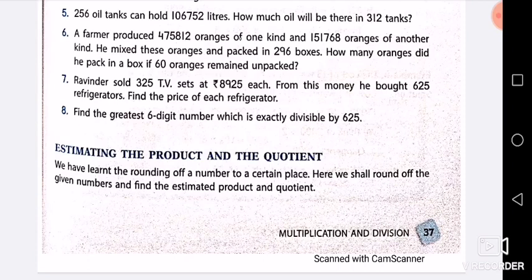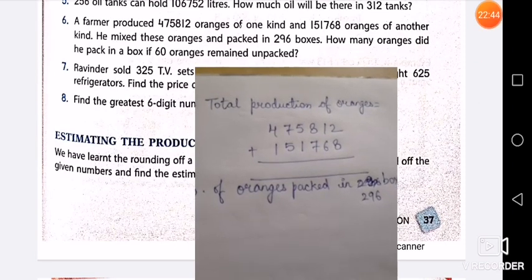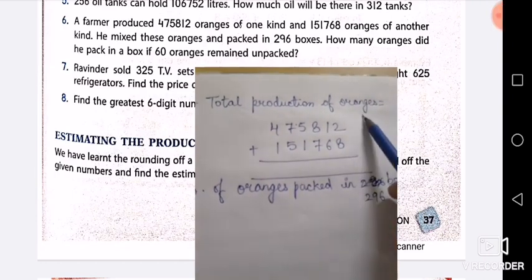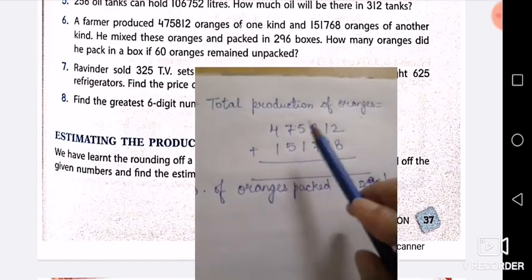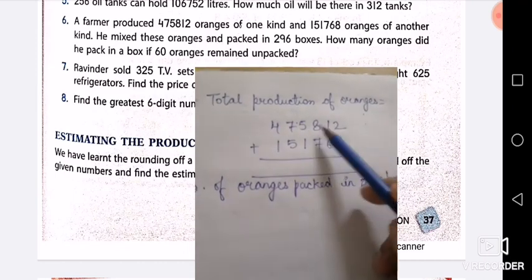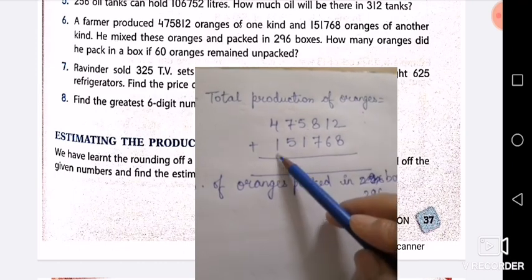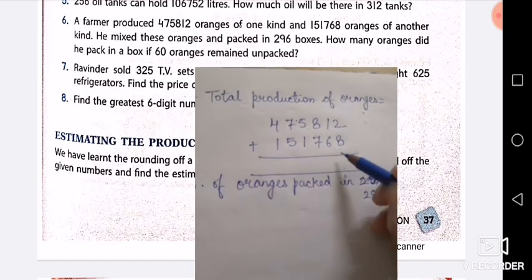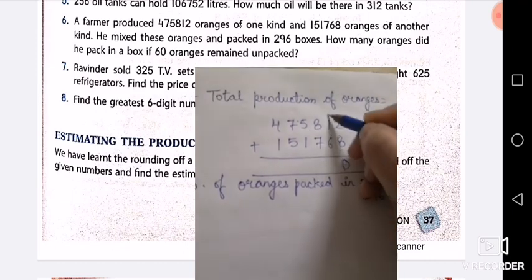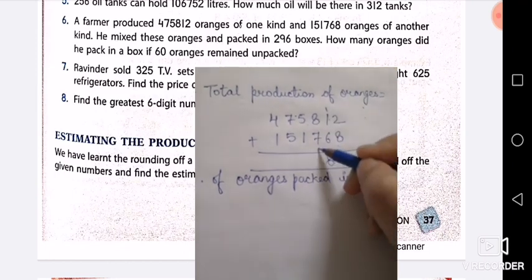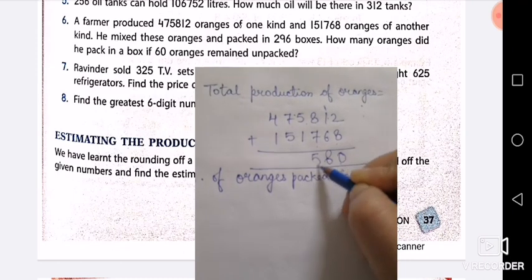Fine. So let's do this question. Question number 6. So now here in this question, first of all you will find out the total production of oranges of both kinds. You are going to add it. Total production of oranges means 4,75,812 is added to 1,51,768. 8 plus 2, you will write 10, 1. 6 plus 1, 7 plus 1, 8. 8 plus 7, yes correct, 15.